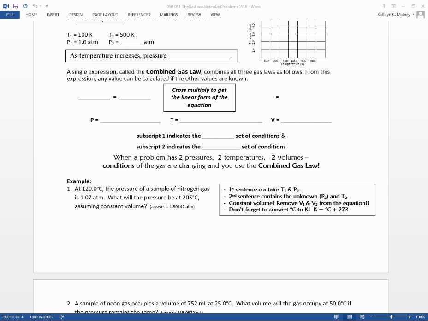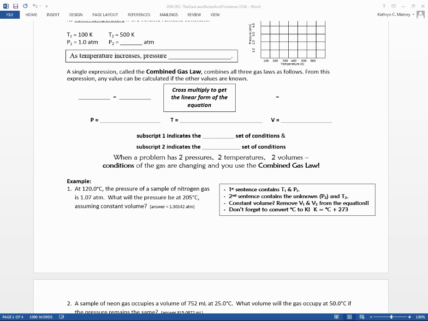T. What's T stand for, Andrew? Temperature. Thank you, Andrew. Volume. Temperature. Now, temperature, what are the units for temperature? Celsius or Kelvin. We're not going to do Fahrenheit.